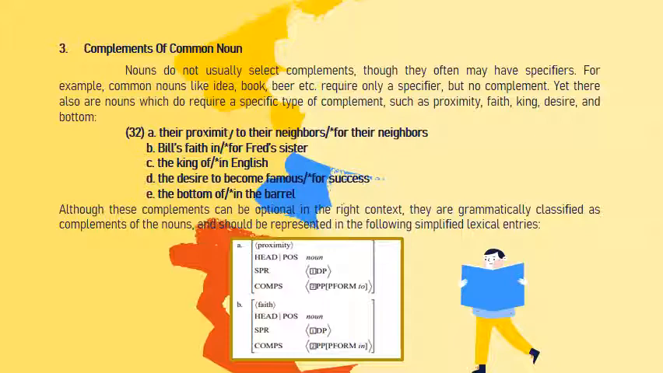Although these complements can be optional in the right context, they are grammatically classified as complements of the nouns and should be represented in the following simplified lexical entries.